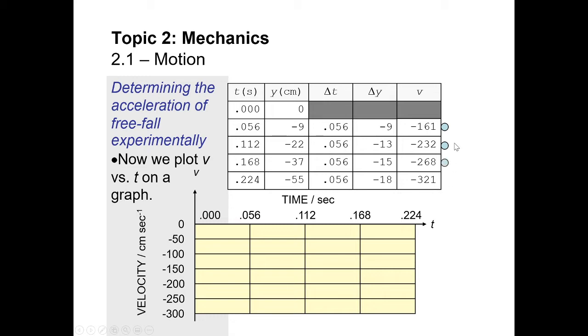All right, so here are going to be my 4 data points. So 0.056, -161. First data point. Second data point, 0.112, comma, -232. Next, 0.168, -268. And last, 0.224, -321. Notice that those points pretty much form a straight line.